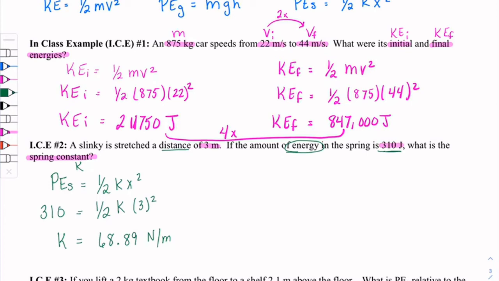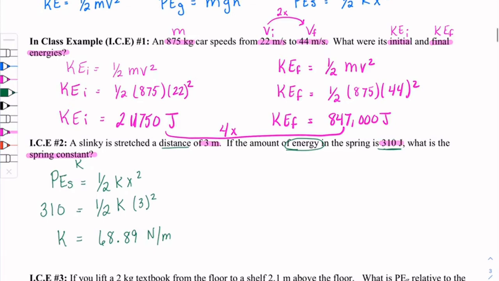This comes from solving the potential energy equation for K. I'm not going to go through why it's newtons per meter. You don't have to worry about it. You just have to know that it's newtons per meter. Okay? So K is 68.89 newtons per meter. That's a pretty simple one.